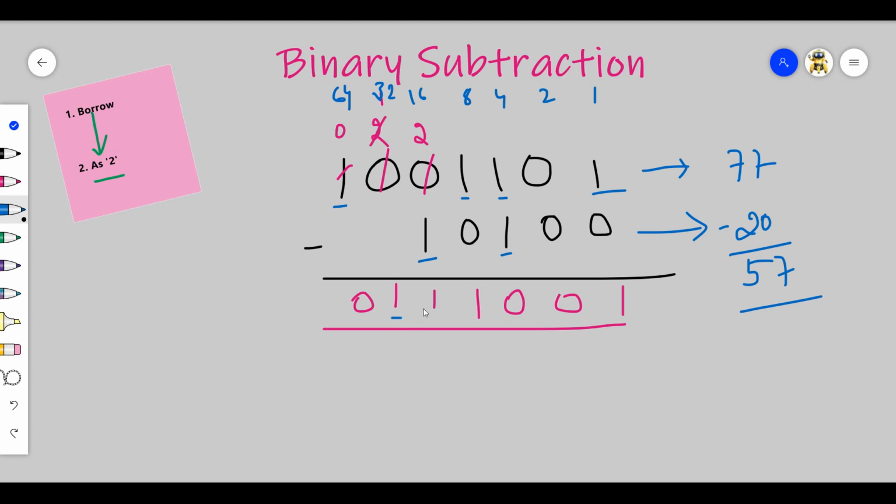So let me check that. 32 plus 8 gives me 40, 40 plus 16 gives me 56, plus 1 is 57. So I got the right answer.